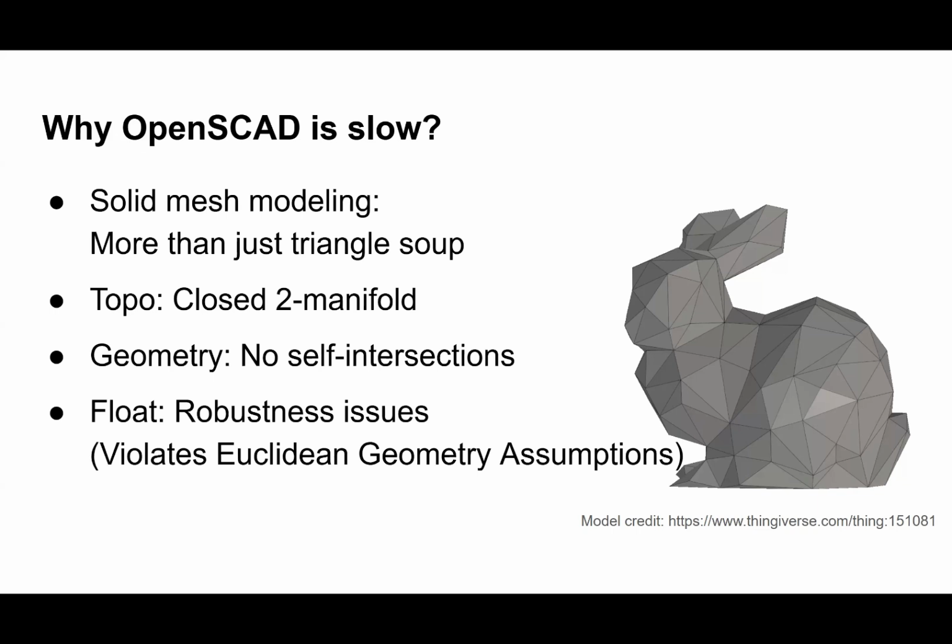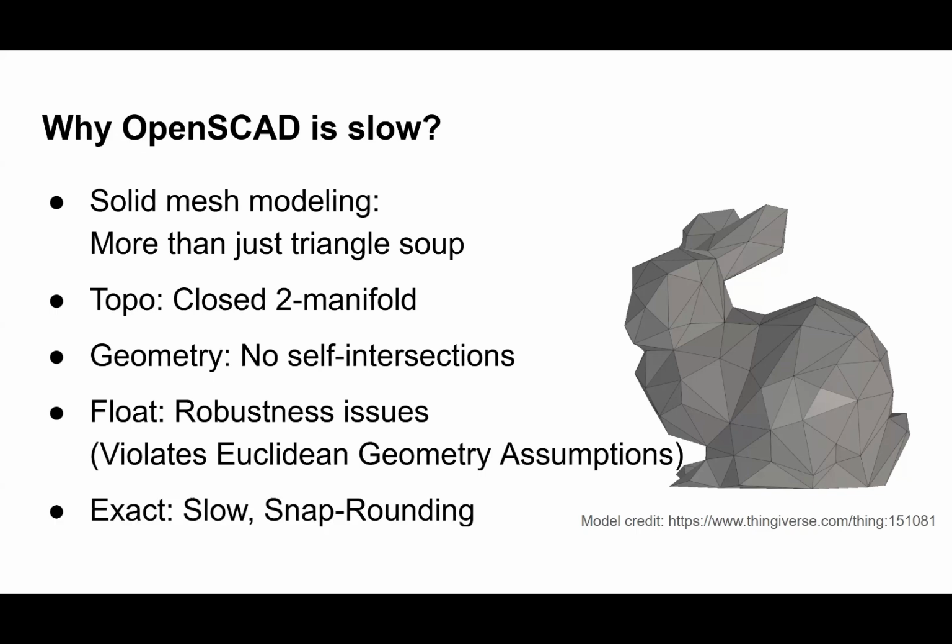If you do floating points, which is the first thing you do, you get into robustness issues because with floating point arithmetic, you don't really have the nice things like associativity when you work with real numbers or rational numbers. So this basically violates Euclidean geometry assumptions. So at the end, a lot of those libraries will produce broken topology, which is a major issue.